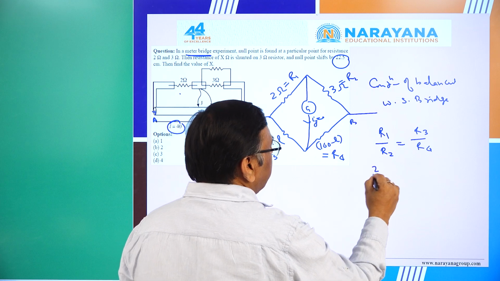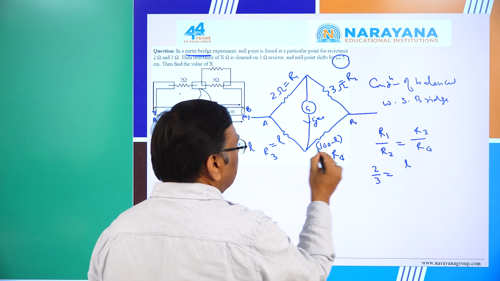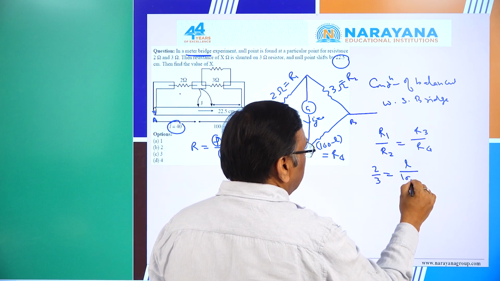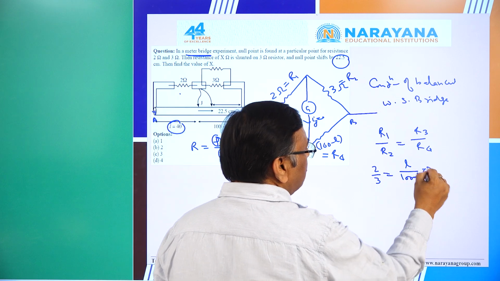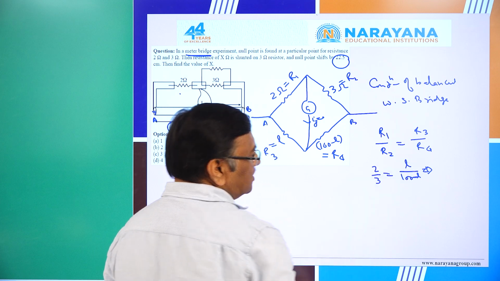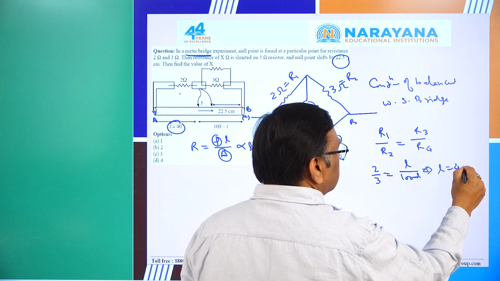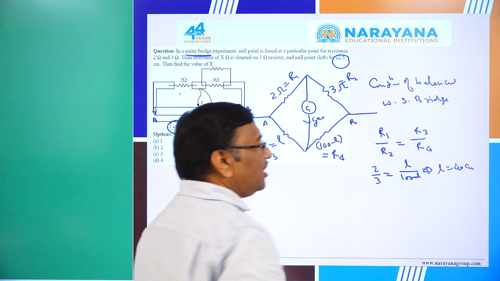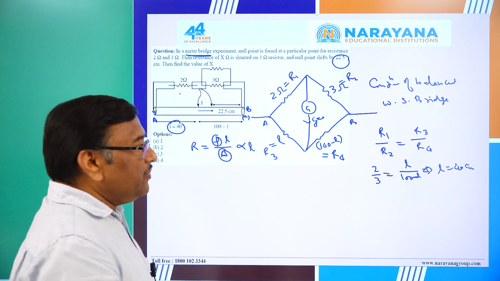It is going to be 2 divided by 3 is equal to R3, which as we said is proportional to length, so L upon 100 minus L. Hopefully if you solve this, which is obvious, it is 2 times 100 minus L, that is 200 minus 2L, equal to 3L. So 5L is equal to 200, that means L is equal to how much? It is 40 centimeter. So we got the value of L, 40 centimeter.